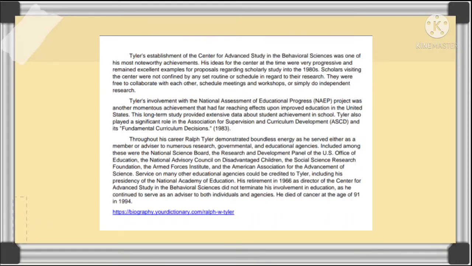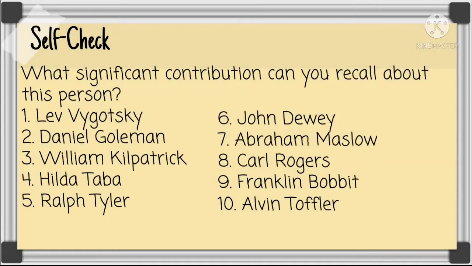Ralph Tyler's most useful work is Basic Principles of Curriculum and Instruction in 1949. So it is a basic reference for curriculum and instruction development. So he also established the Center for Advanced Study in the Behavioral Sciences. So Ralph Tyler was considered the father of evaluation or the father of behavioral objectives.